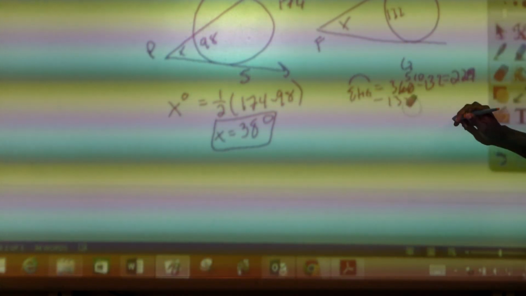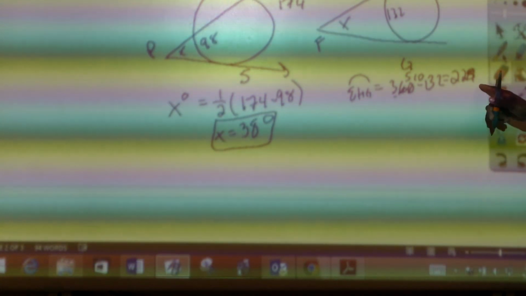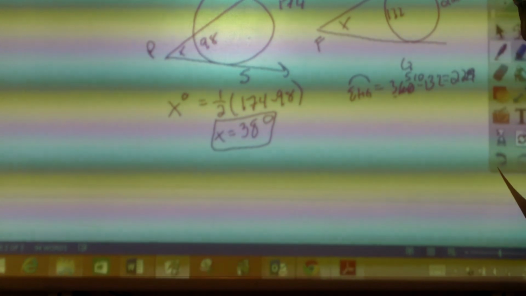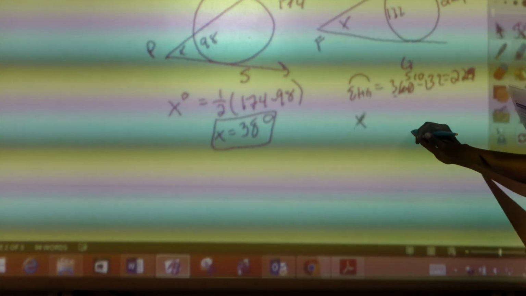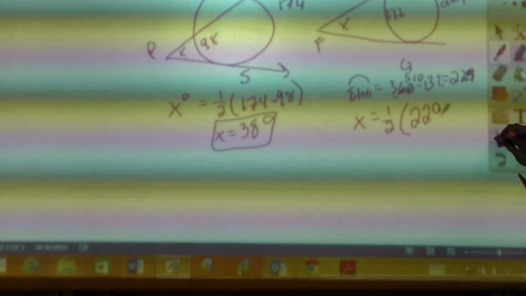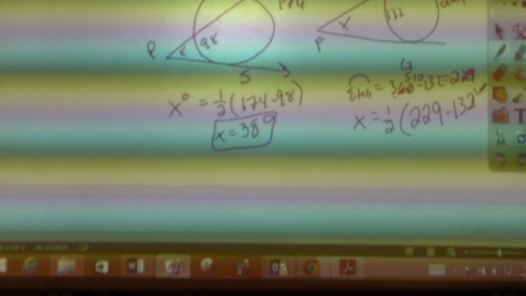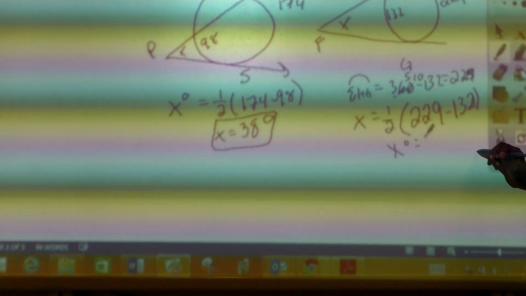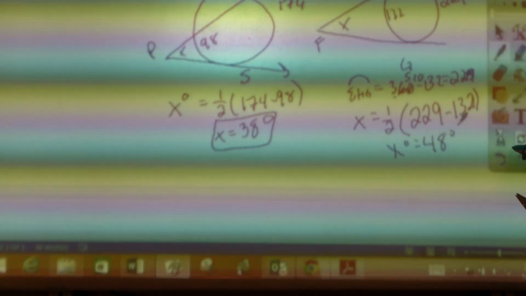All right, so we have 228 as this larger arc, and so now to figure out the measurement of the angle, we know it's half of 228 minus 132, and so that missing angle measurement is equal to 48 degrees.